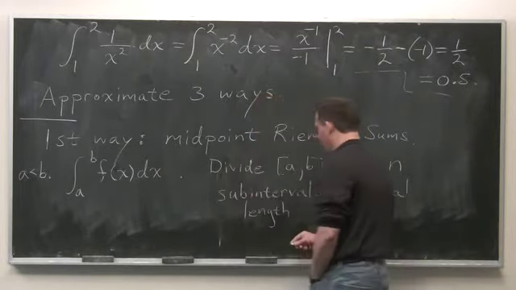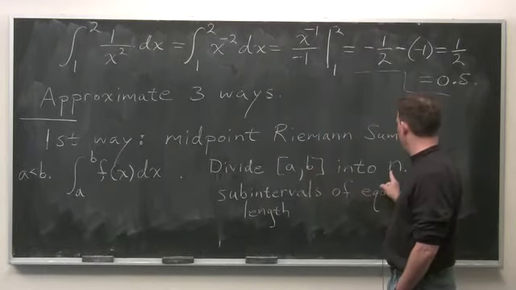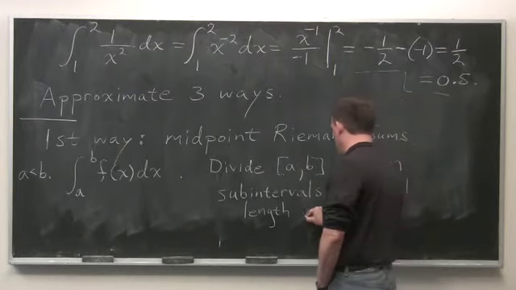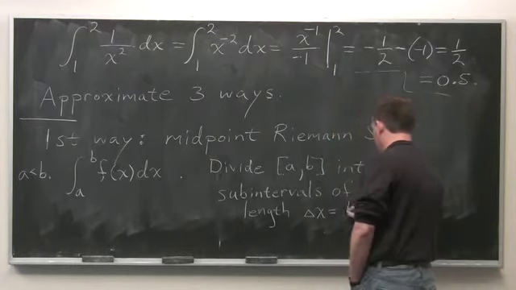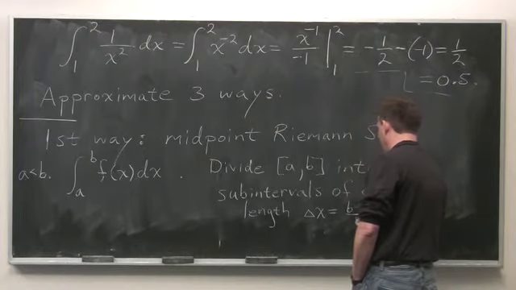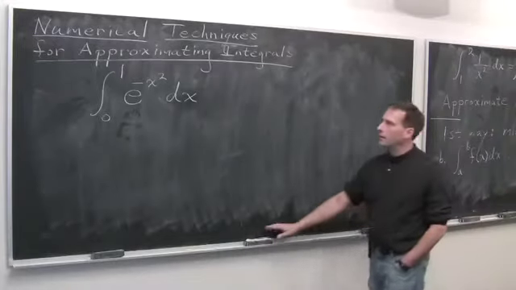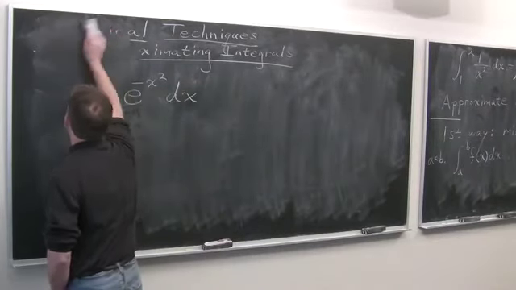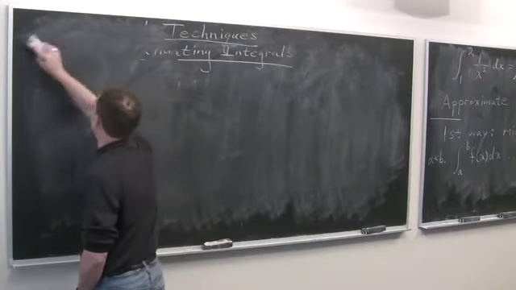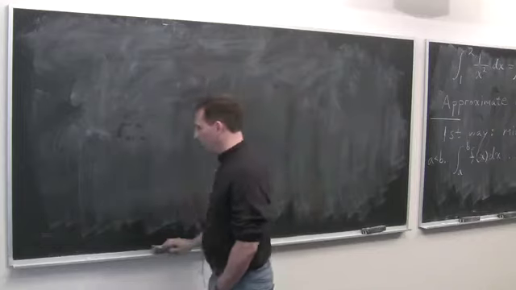What would that equal length be? Well, the length of the whole interval is b minus a, and you've divided it into n subintervals, so of length delta x, which is b minus a divided by n. Great. And then you have the endpoints of your subintervals, the partition of the interval from a to b.